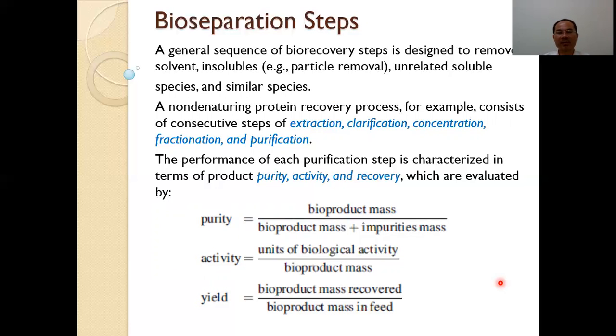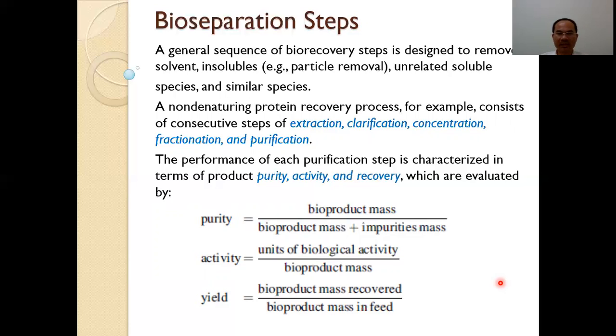But for this slide, we talk about how to confirm and characterize whether each step is okay or not. Mostly we talk about the purity, activity, and yield. If we calculate the purity of our product, we check whether it is good or not, whether it meets the purity required by the FDA or not. And the yield, whether it is a high yield or low yield.